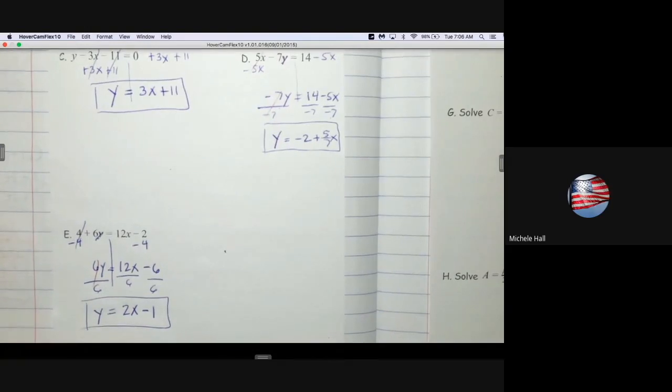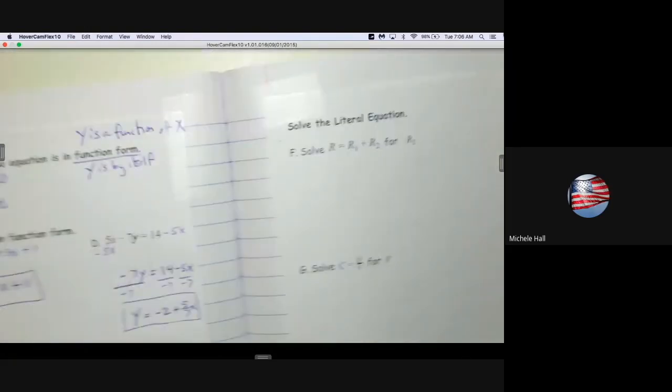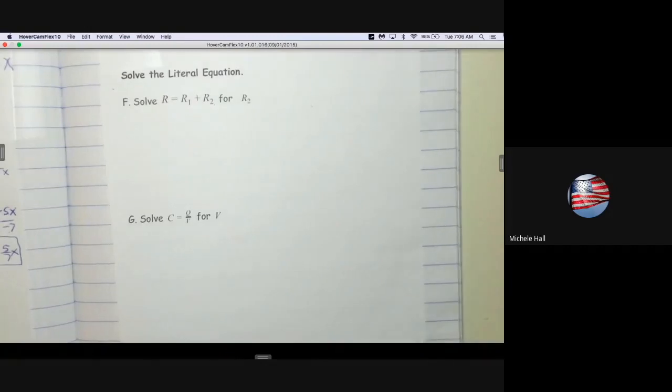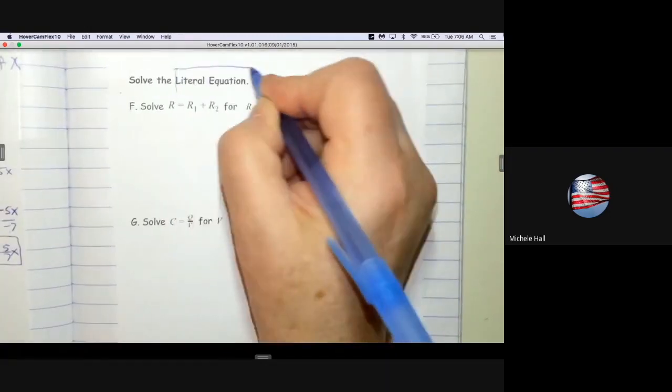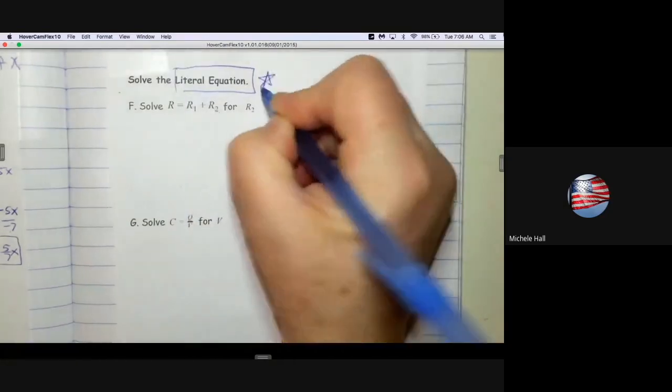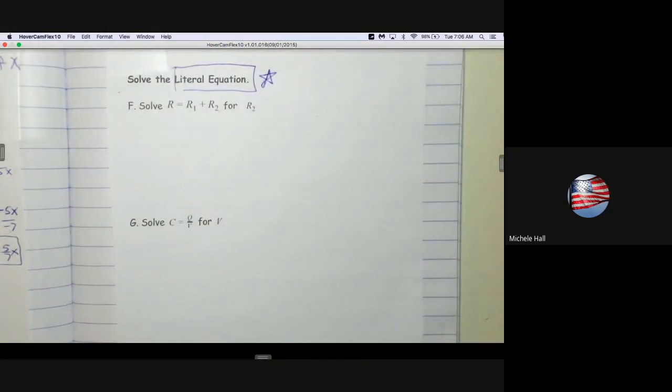All right, we're not going to be getting into literal equations too much, but I would like to show you how easy it is to do it. These will be bonus this year to do them on homework or quizzing and testing.